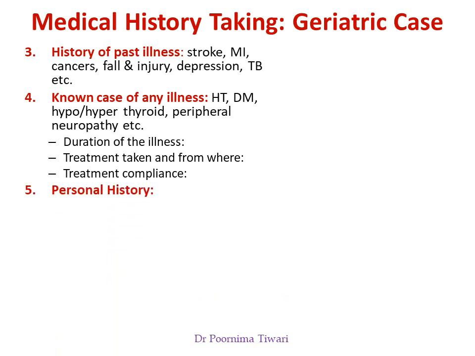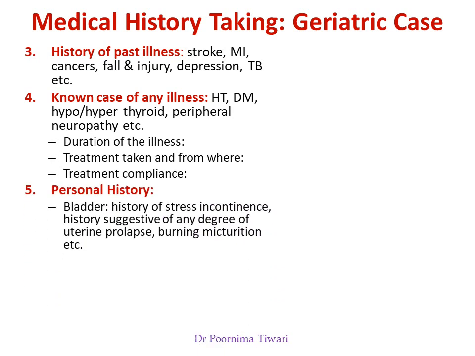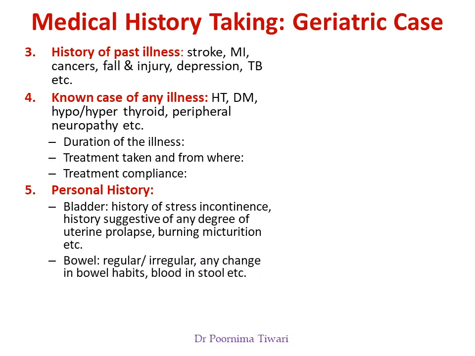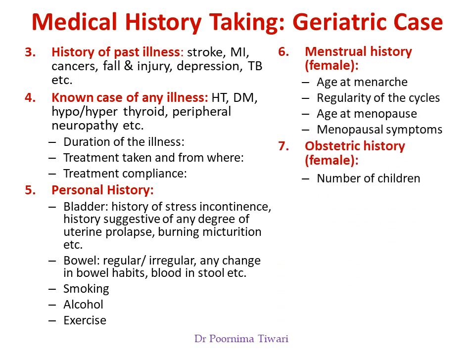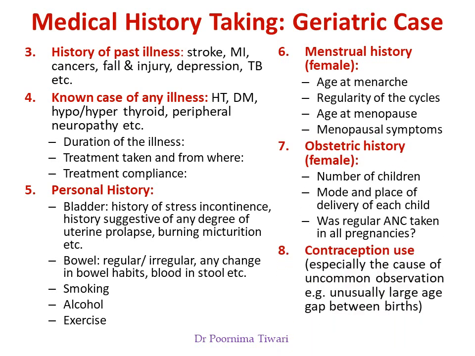Personal history would include bladder, any history of stress incontinence, history suggestive of uterine prolapse, bladder maturation, etc. Bowel, any changes in the previous bowel habits, blood in stool, question about smoking, alcohol, exercise, diet. Menstrual history if the given case is a female. Obstetric history too if the given case is a female. Then contraception use, what did they use in their time?